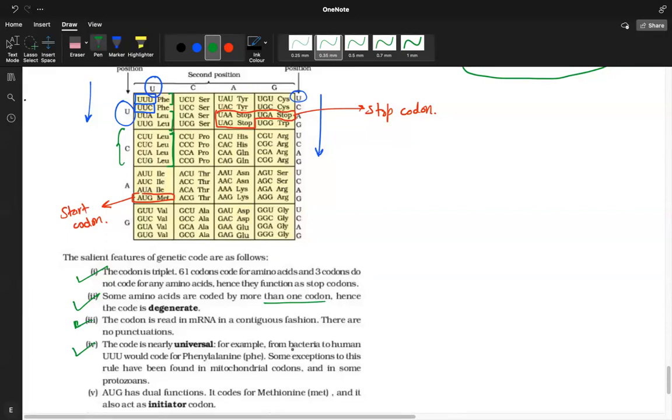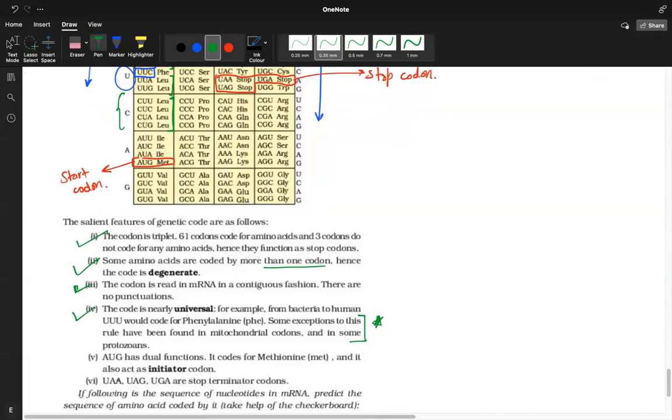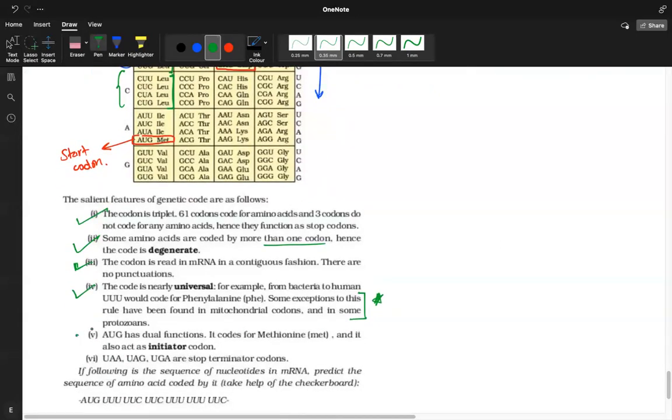So it's nearly universal. For example, from bacteria to human, UUU will code for phenylalanine. Some exceptions to this rule have been found in mitochondrial codons and in some protozoans. So just remember this. Biology is a science of exceptions always. Fifth rule is AUG has dual function. It codes for methionine and it also acts as the initiator codon, or simply called start codon. So every protein translation starts with this. And the three stop codons are UAA, UAG, and UGA.